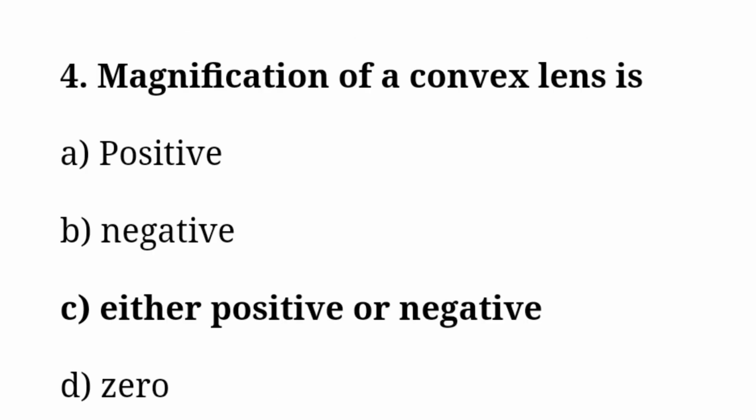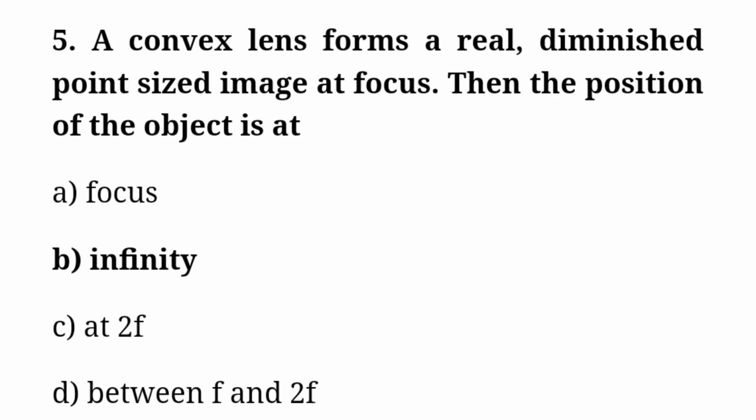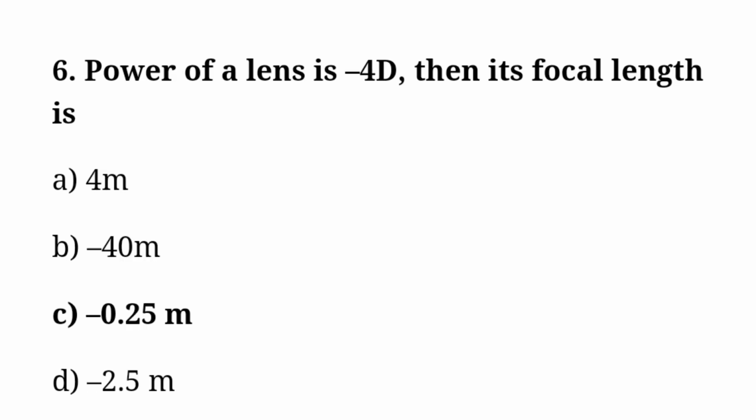Fourth one, magnification of a convex lens is answer option C, either positive or negative. Fifth one, a convex lens forms a real diminished point size image at focus. Then the position of the object is at answer option B, infinity. Sixth one, power of a lens is minus 4D, then its focal length is answer option C, minus 0.25 m.